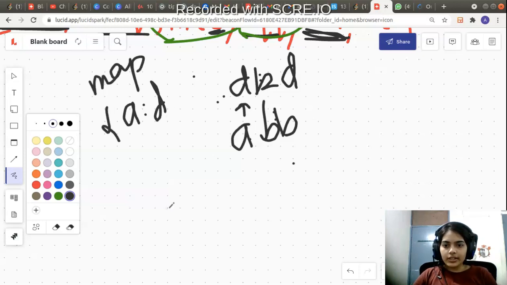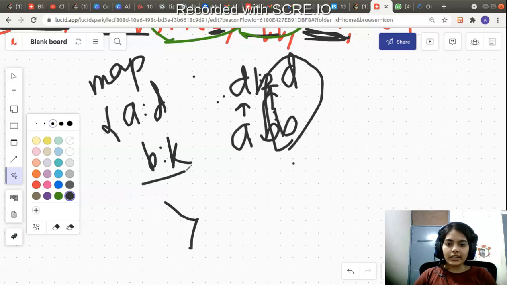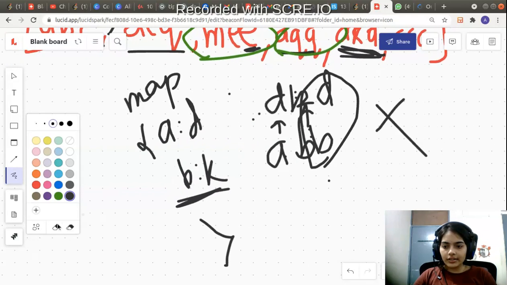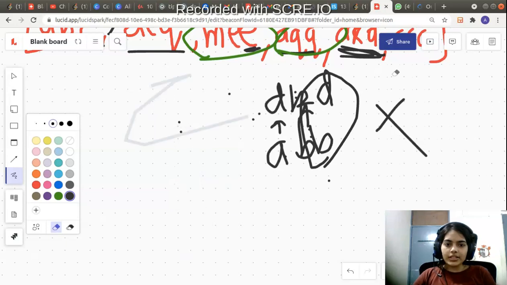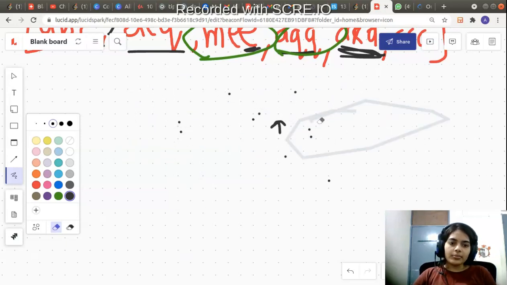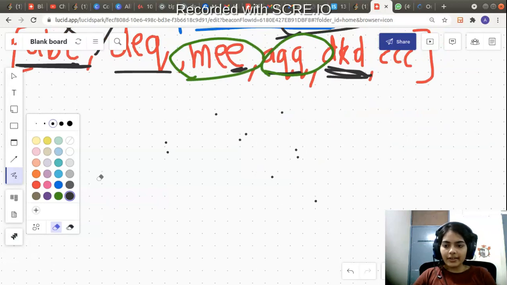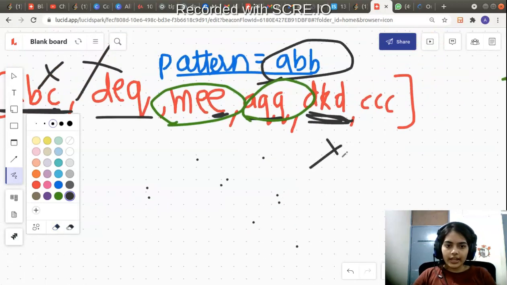Okay, and you will make the connection B with K. Now when you try to make the next connection, you already see B is connected to K, so B cannot be connected with D. It is a faulty connection, right? So in this case again, this is not satisfying the proper pattern which it should satisfy. So again it's a faulty connection.